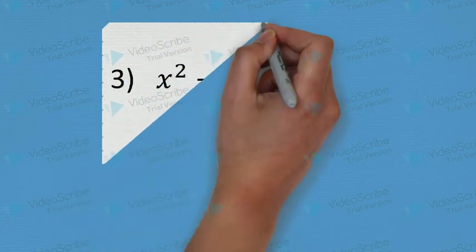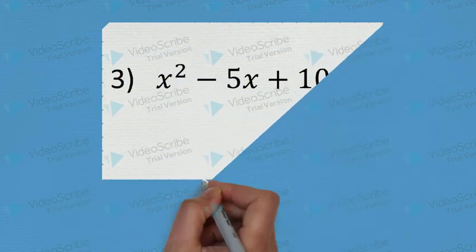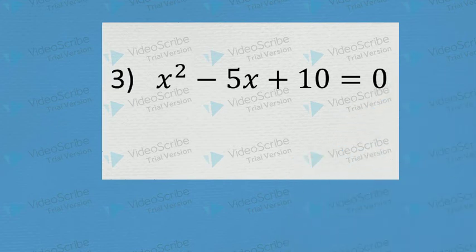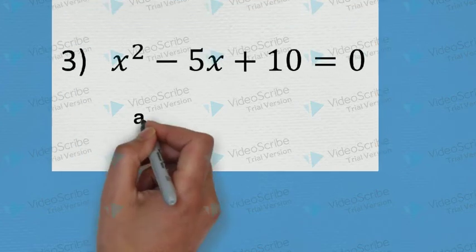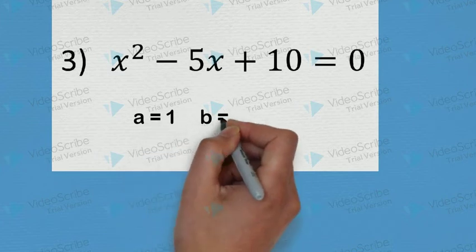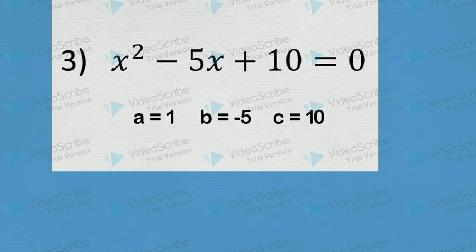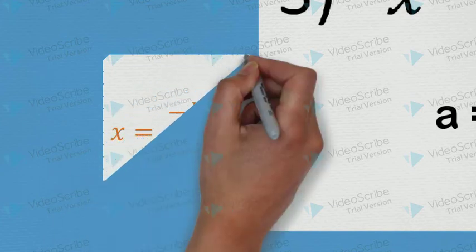Okay, let's take a look at number 3 and number 4. For number 3, we have x squared minus 5x plus 10 equals 0. You should have completed finding and labeling the coefficients a, b, and c. Let's see how you did. A equals negative 1, b equals negative 5, and c equals 10. Okay, so now take this time to substitute the values into the quadratic formula. Take a few seconds and pause if you need to.